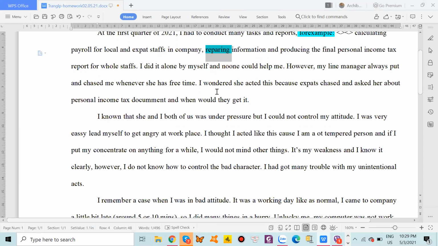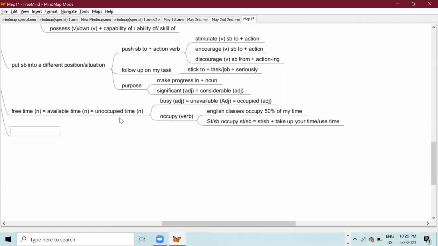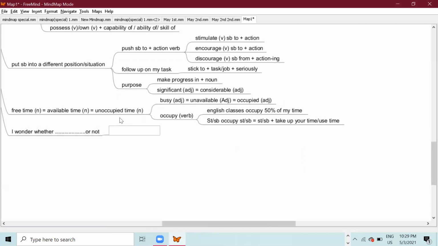And the next one, "I wondered if she acted this." Wonder. If you use the word wonder, we usually say that I wonder whether something happened or not. For example, I wonder whether my family wants to go on a holiday at this dangerous time or not. Or if I don't want to use "or not", I can say that I wonder whether my family wants to go on a holiday with me at this moment.